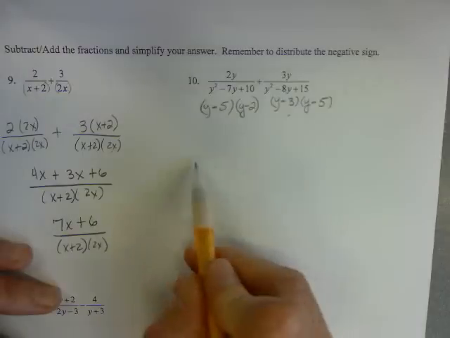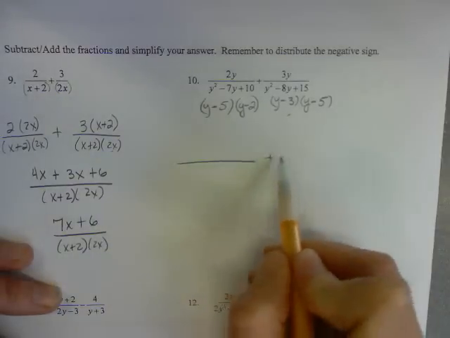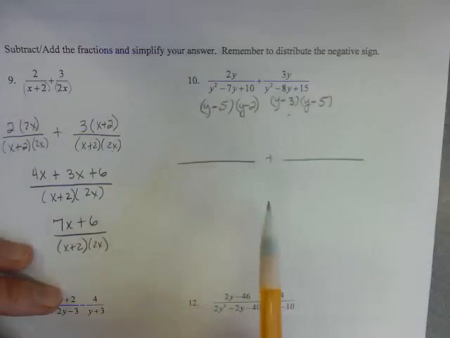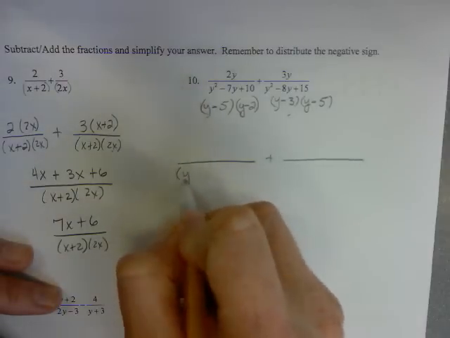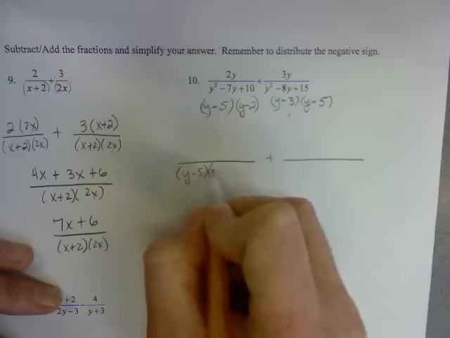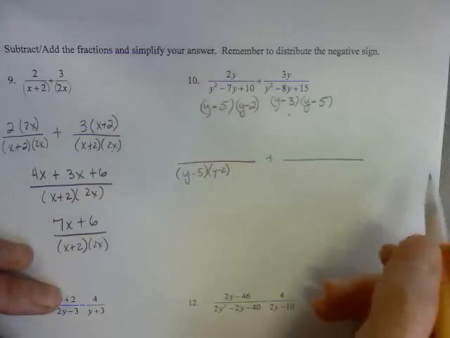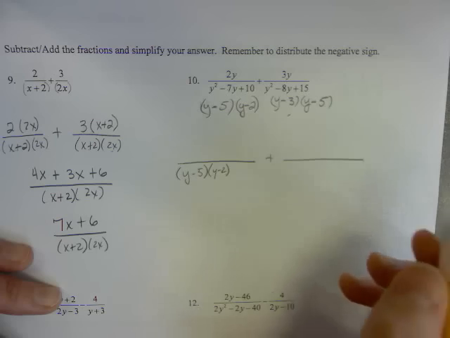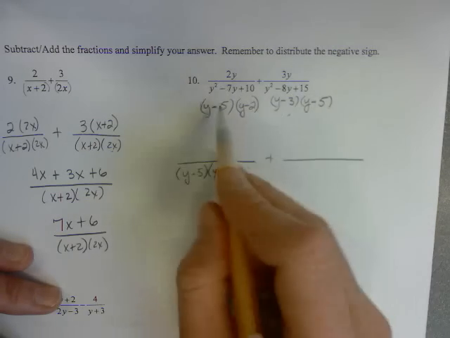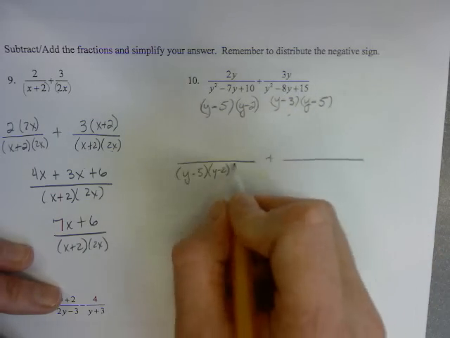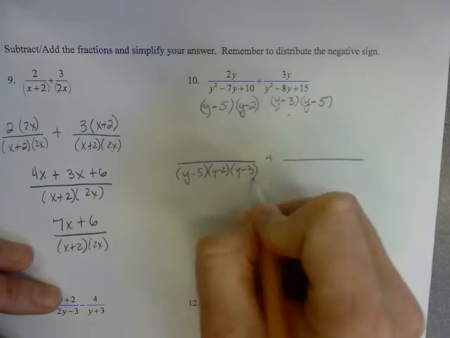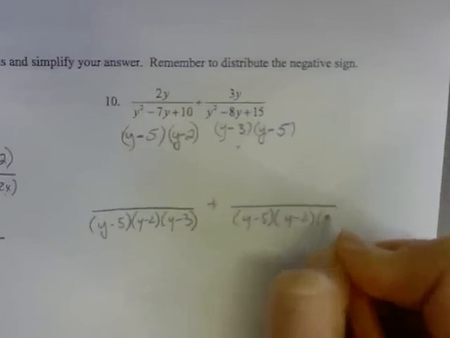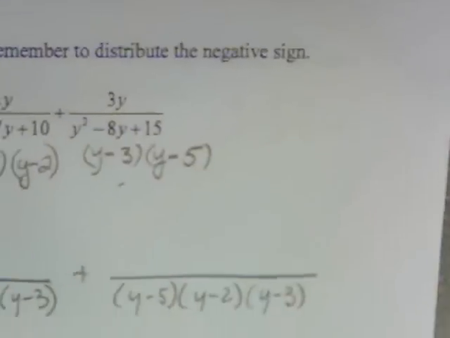So now to get the common denominator we need to make sure we account for every factor in these denominators. So we'll do y minus 5 and y minus 2 from the first denominator. Since we have a y minus 5 already, we don't need to add another one because these two are the same factors. We just need the y minus 3. So y minus 5, y minus 2 times y minus 3 is our common denominator.